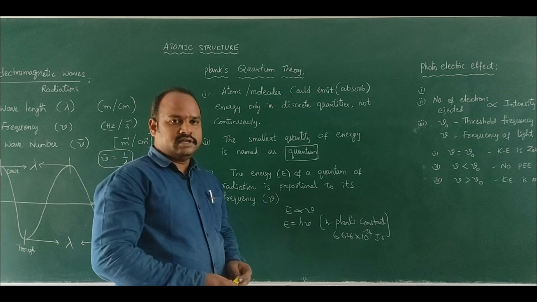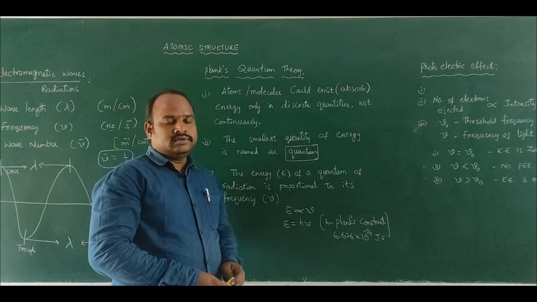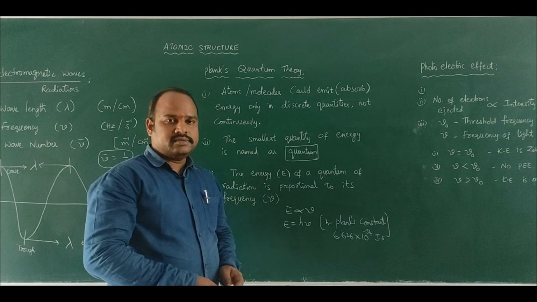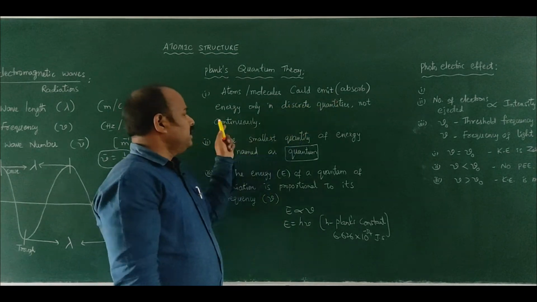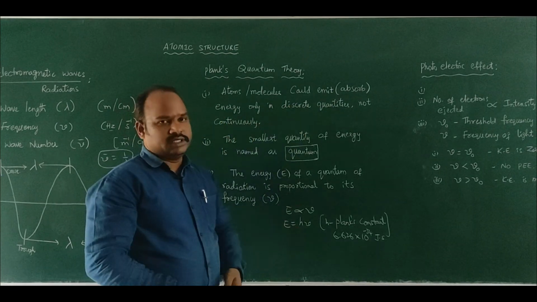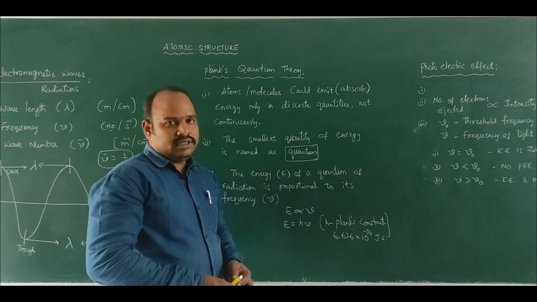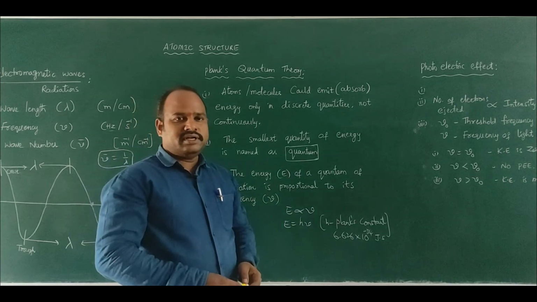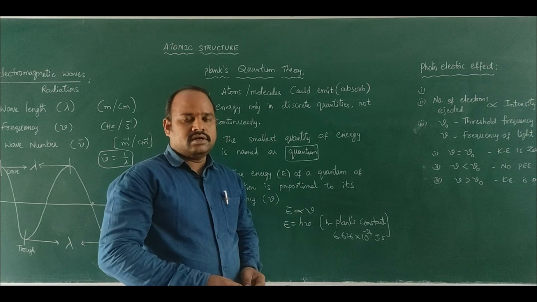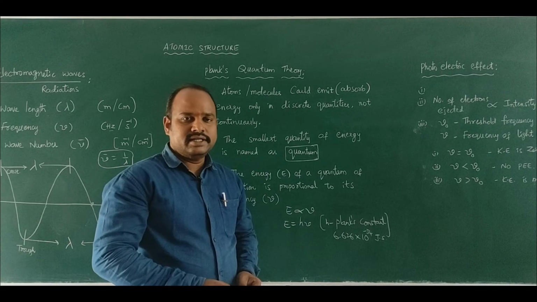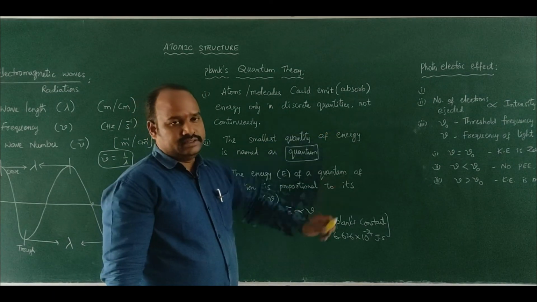Now the second theory, Planck's quantum theory. According to this theory, atoms and molecules could emit or absorb energy only in discrete quantities, not in a continuous manner. The emitted energy or the absorbed energy should be in a discontinuous manner. That indicates discrete quantities only.